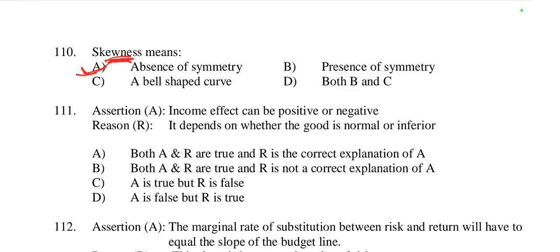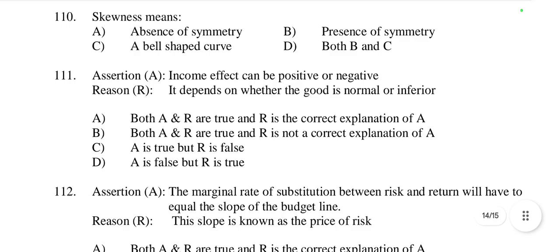So in skewness, either it is positive or negative. If it is neither positive nor negative, it is called symmetry. And when absence of symmetry is found, it is called skewness. So absence of symmetry is called skewness. So here the right option is option number A.